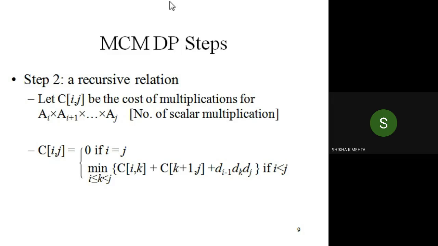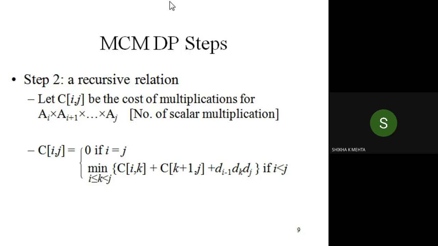Then what is k? Cij is the cost of multiplication. That means in the C matrix, we are going to write the cost of multiplication. Whatever multiplication we perform, whether it is matrix A with matrix B or matrix A with matrix C, here i and j are representing the matrix number, whether it is matrix A, matrix B, or matrix C, first matrix, second matrix, third matrix, like that.